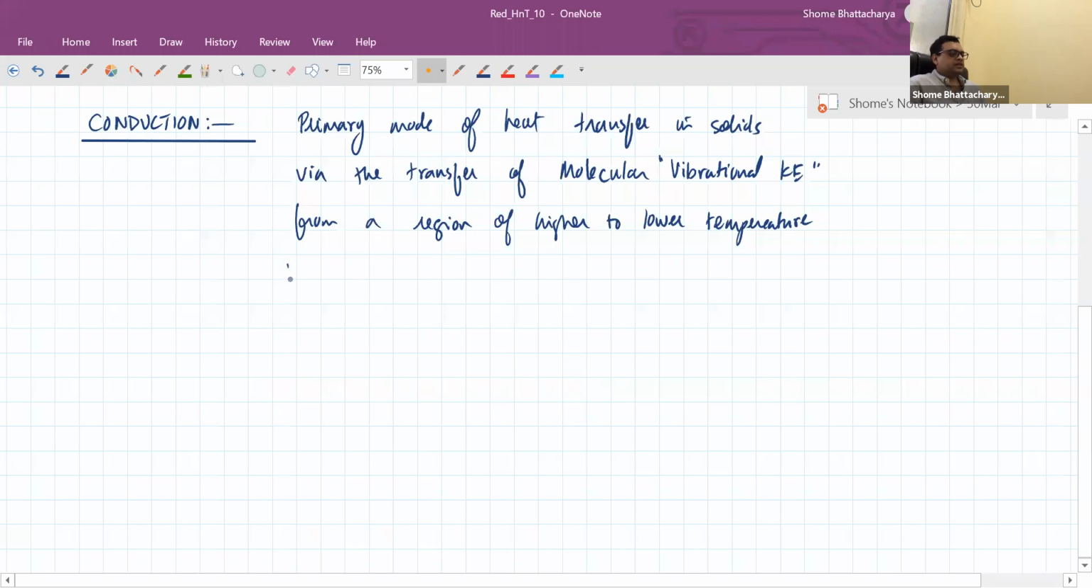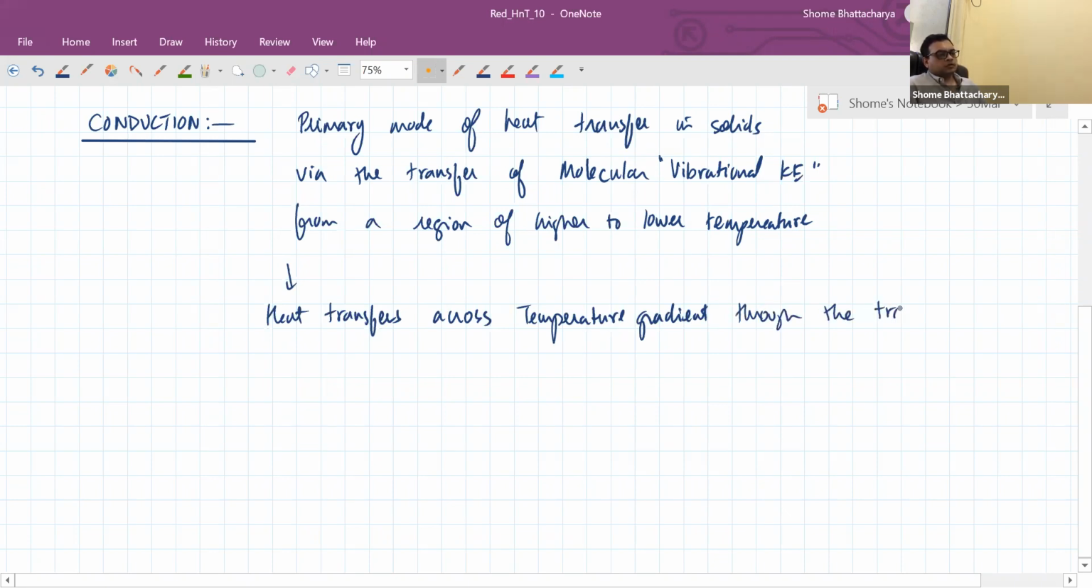Okay, or in better language, we can say that heat transfers across a temperature gradient through the transfer of vibrational kinetic energy from molecule to molecule. And thereby it becomes the primary mode of heat transfer in solids.